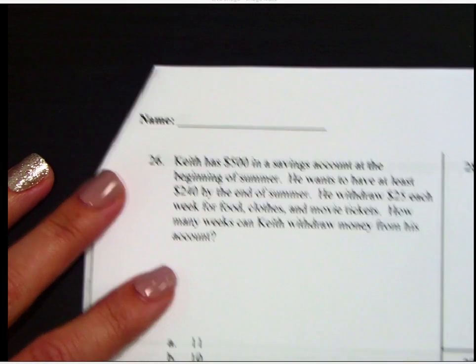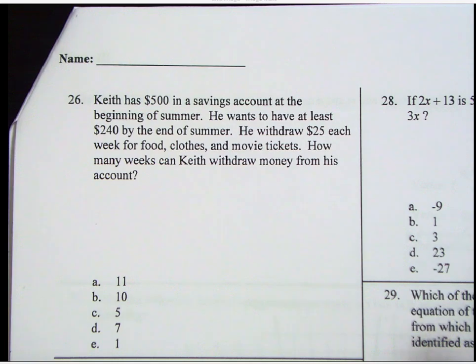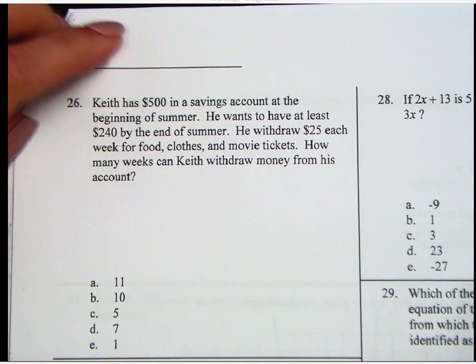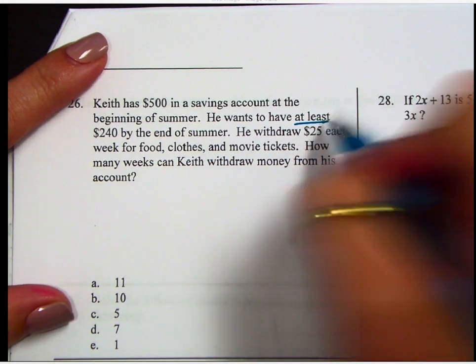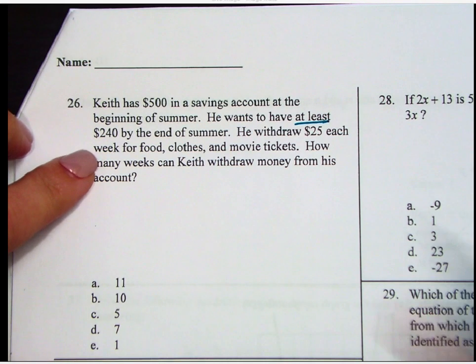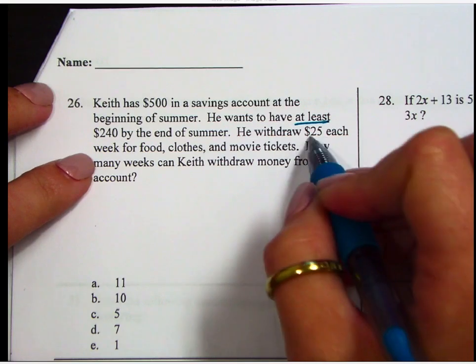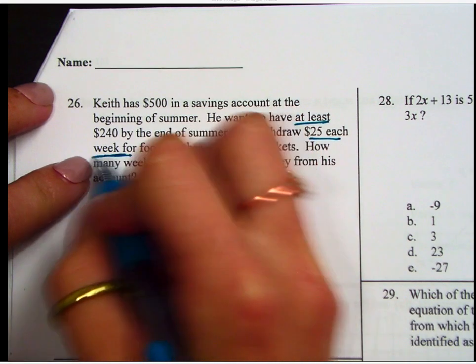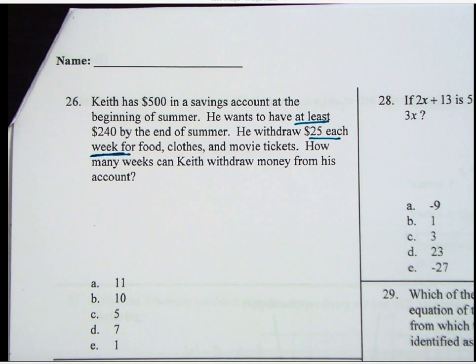Number 26, Keith has $500 in a savings account at the beginning of summer. He wants to have at least $240 by the end of summer. He's withdrawing $25 each week for food, clothes, and movie tickets. How many weeks can Keith withdraw money from his account?